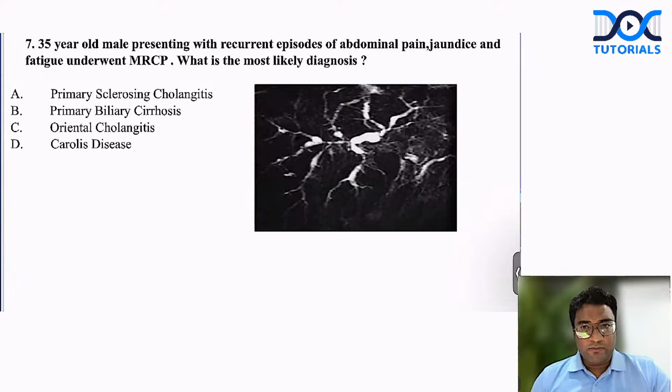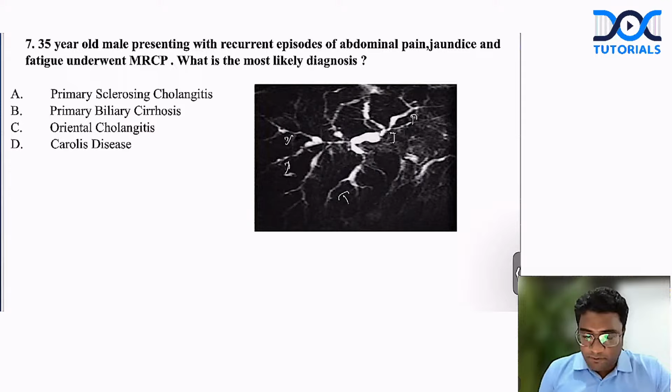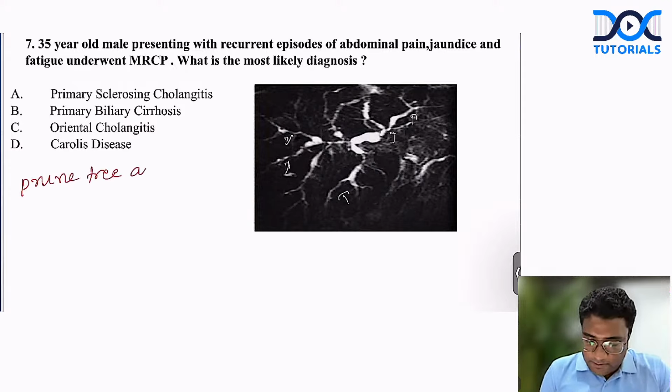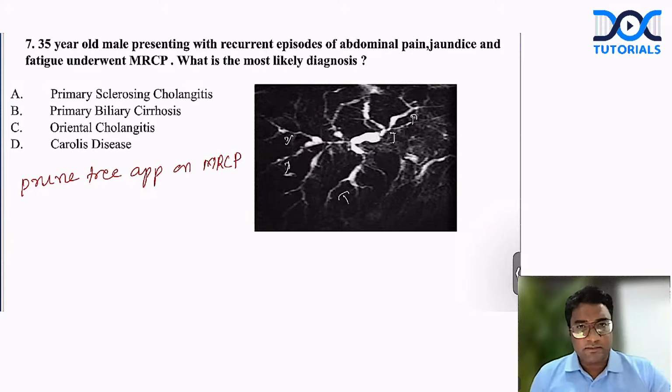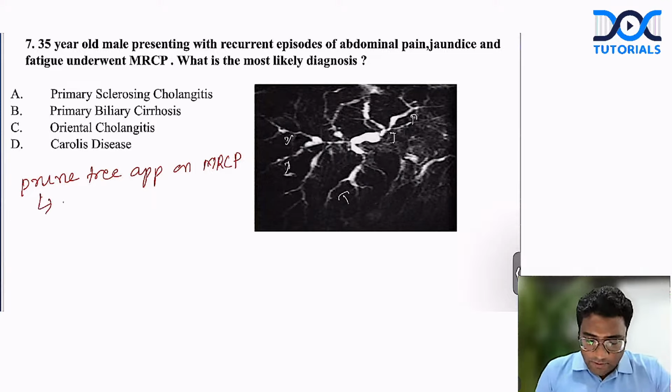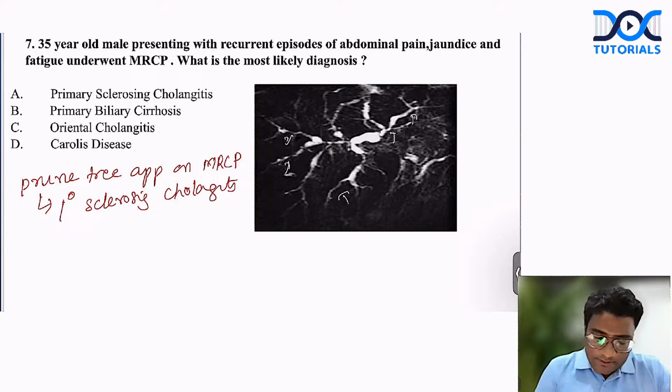So this is a patient with abdominal pain, jaundice, and fatigue on MRCP. What do you see on the MRCP image? You are seeing repeated stricture and dilatation of the biliary tree, right? This is a prune tree appearance on MRCP, or a similar image can also be seen on ERCP. This is suggestive of primary sclerosing cholangitis. So the answer should be primary sclerosing cholangitis.